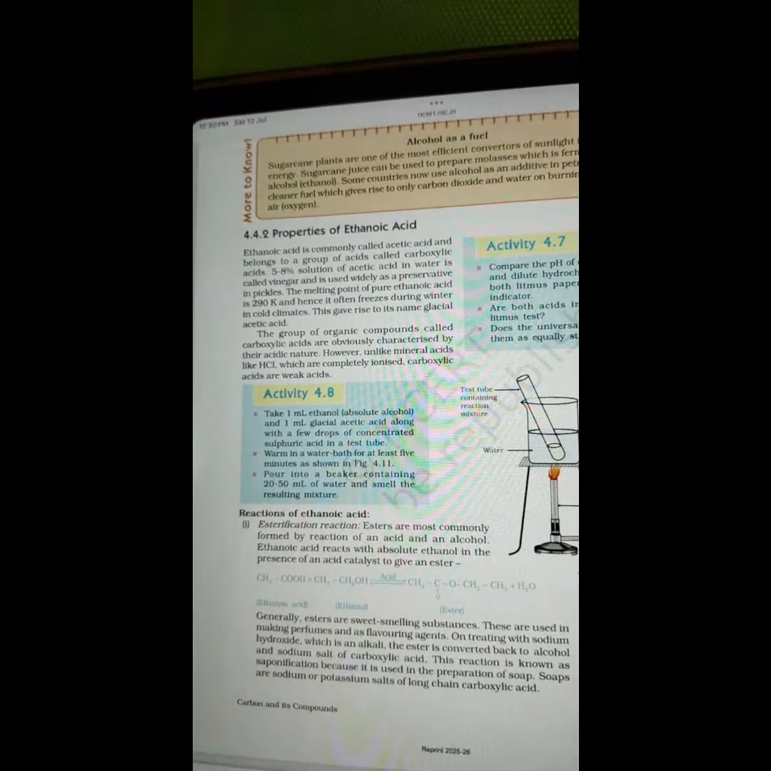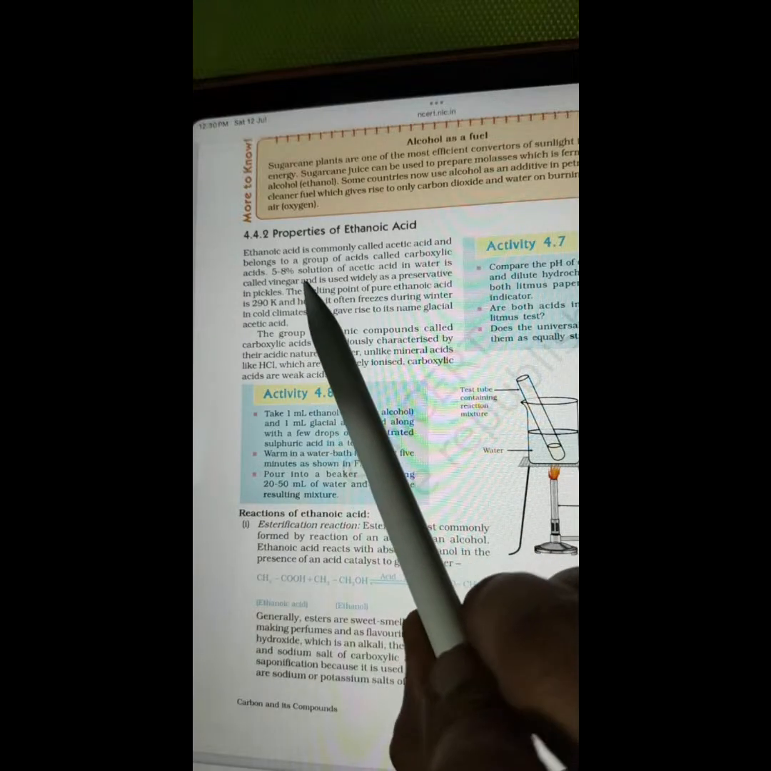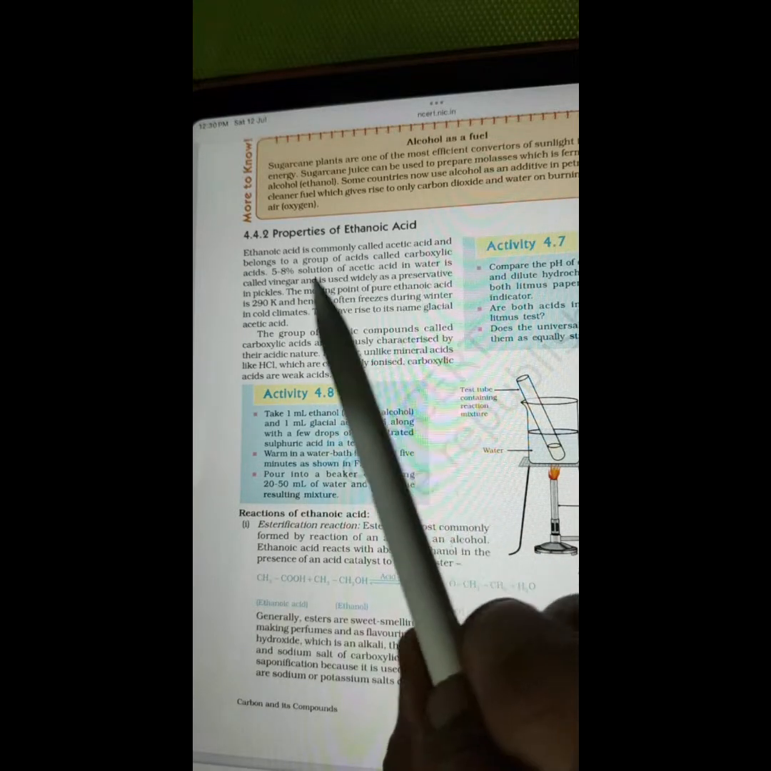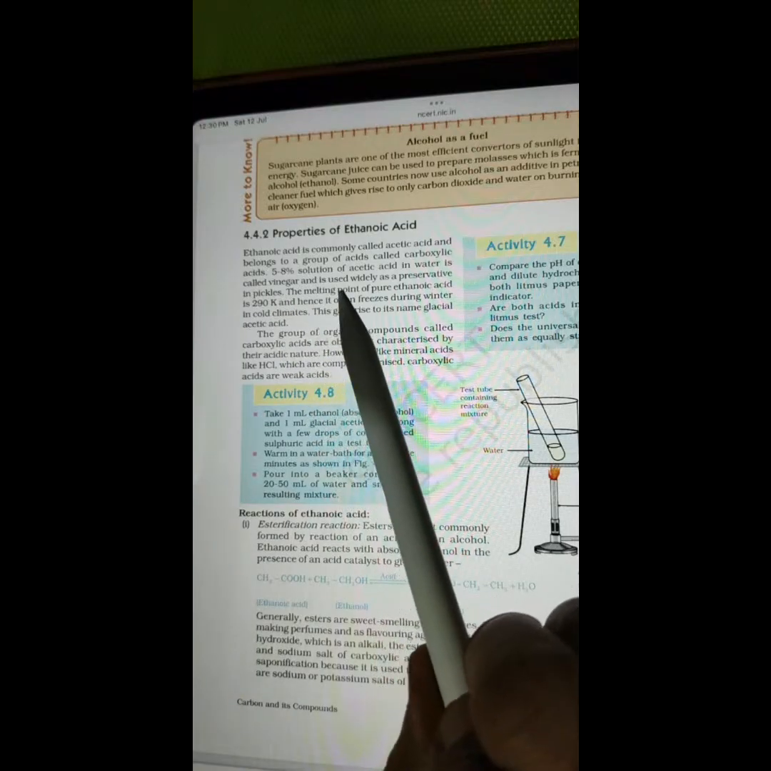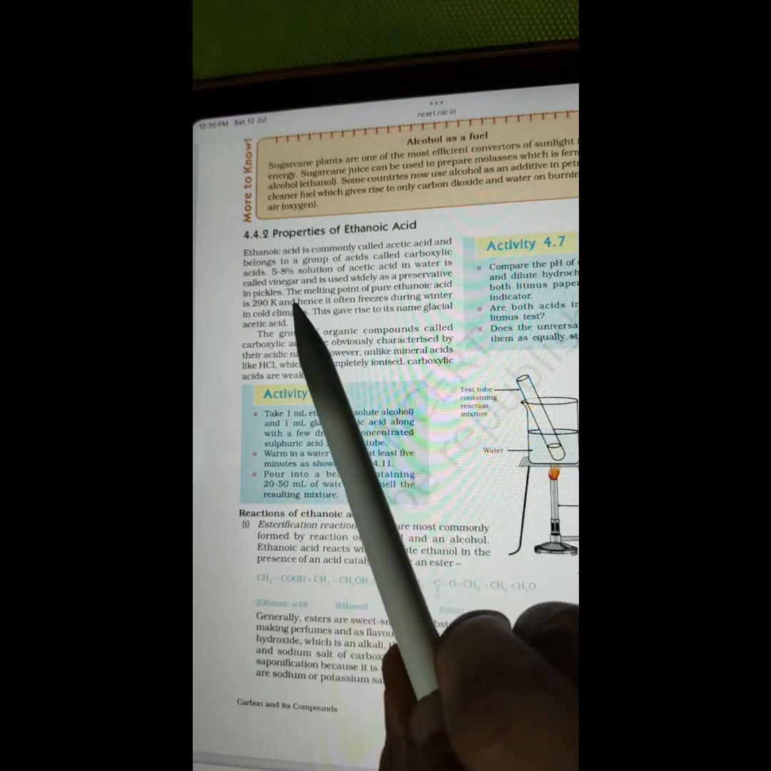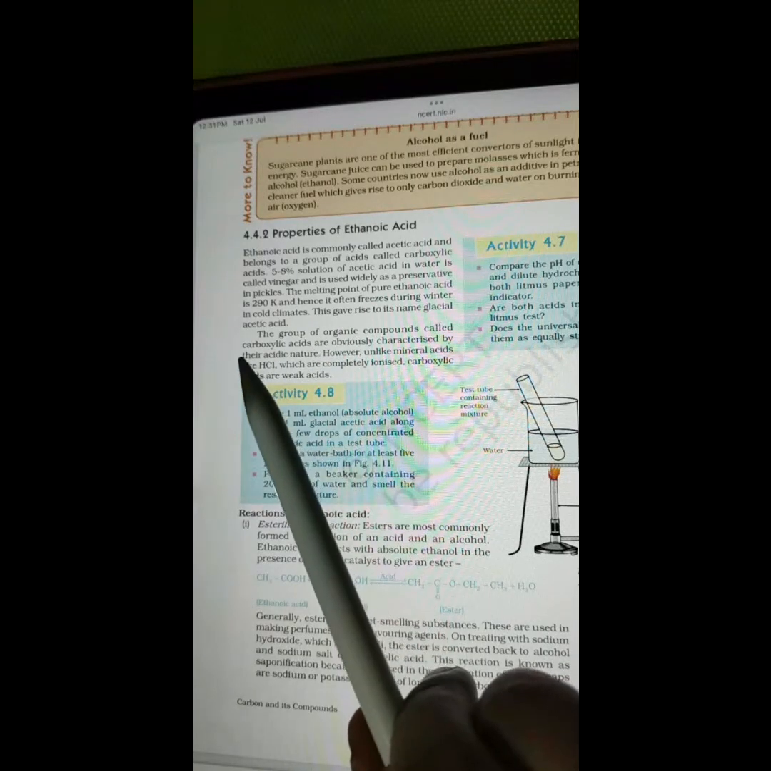4.4.2 Properties of ethanoic acid. Ethanoic acid is commonly called acetic acid and belongs to a group of acids called carboxylic acids. A 5 to 8% solution of acetic acid in water is called vinegar and is used widely as a preservative in pickles. The melting point of pure ethanoic acid is 290 Kelvin and hence it often freezes during winter in cold climates. This gave rise to its name, glacial acetic acid.